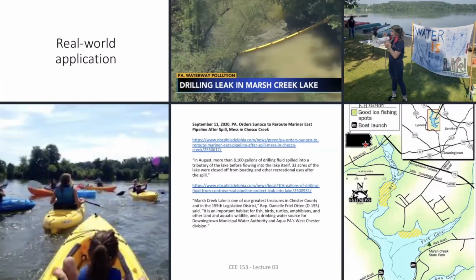This is one of those accidents in Marsh Creek Lake in Pennsylvania, not Philadelphia. There was a pipeline which accidentally released lots of gas chemicals into this lake. That lake is used for recreational purposes, as you can see on the extreme left, and people also fish there. So anytime there is a contamination, there is a concern.